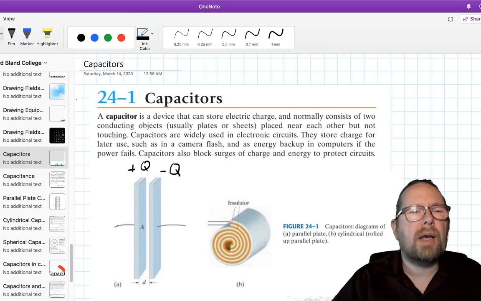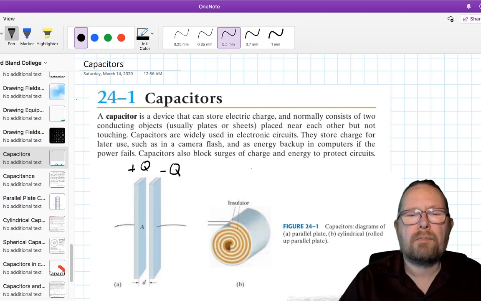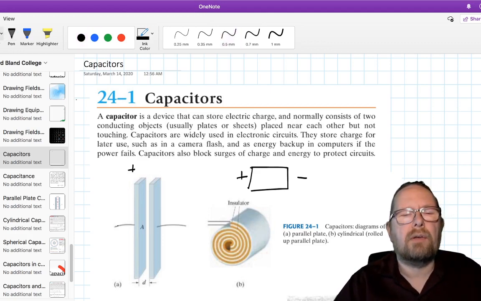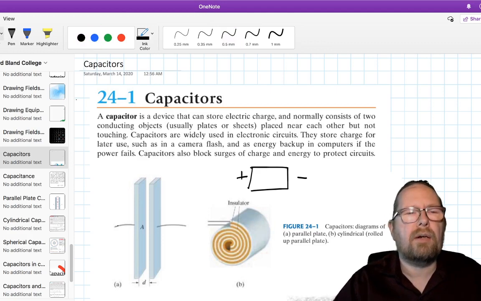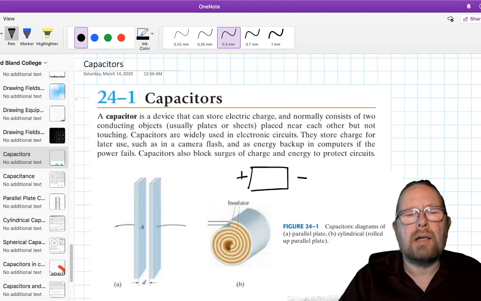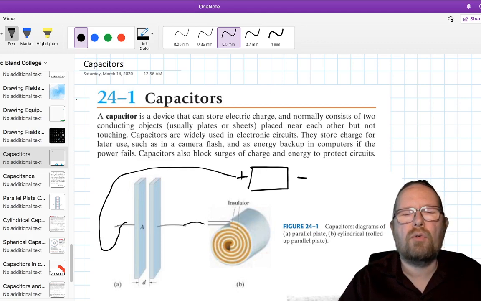But as far as capacitors go, you can imagine you've got these two parallel plates. You have a battery that has a positive terminal and a negative terminal, and you connect the positive terminal of the battery to one side of the capacitor, and the negative terminal of the battery to the other side of the capacitor. And what you get then is an electrical circuit, but that electrical circuit is broken because electrical charge can't actually flow through the capacitor.